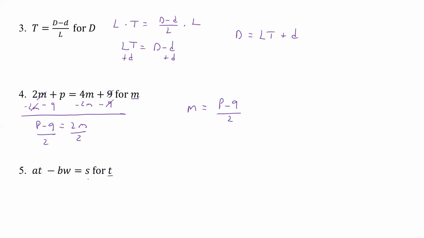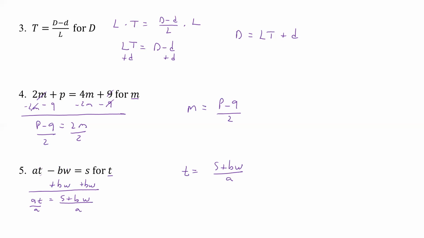Now we want to solve for t. There's t only right here. So I need to get rid of that bw, so let's add bw. When we do that, we get At equals s plus bw. Now I need to solve this for t, so I need to divide by a. And so that gives me t equals s plus bw all over a. Okay. So again, these aren't hard things to do. It's just literally solving for one of the variables, no matter which one they gave us.